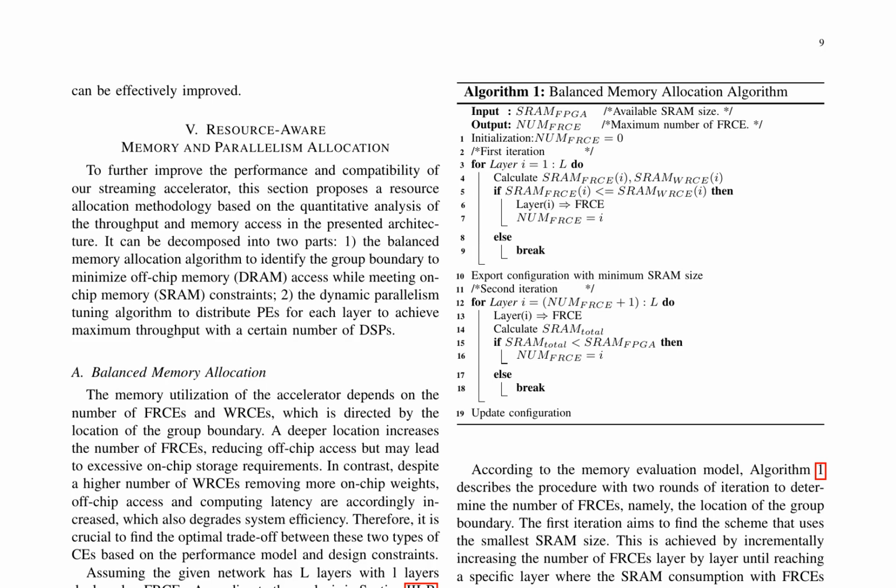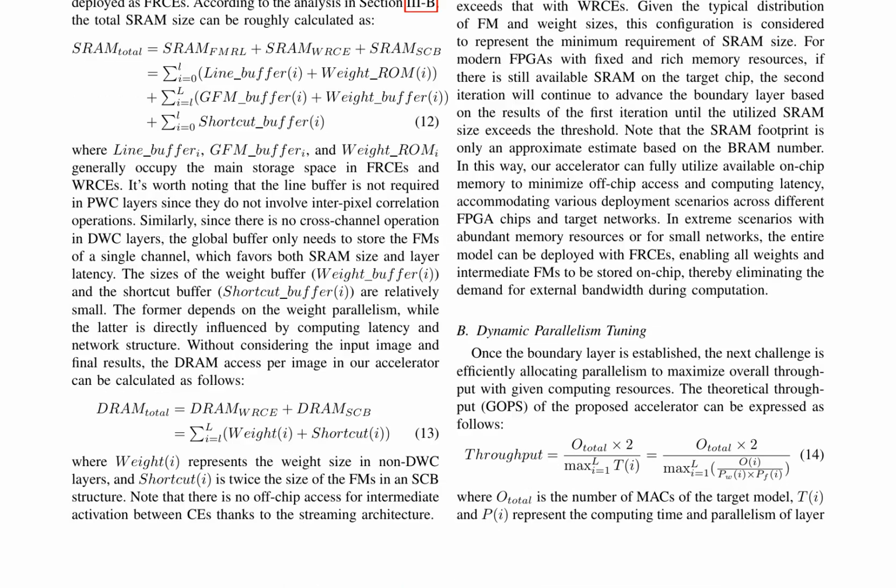The methodology is decomposed into two parts: a balanced memory allocation algorithm to identify the group boundary that minimizes off-chip memory access while meeting on-chip memory constraints, and a dynamic parallelism tuning algorithm to distribute processing elements, PEs, for each layer to achieve maximum throughput with a certain number of digital signal processors, DSPs.